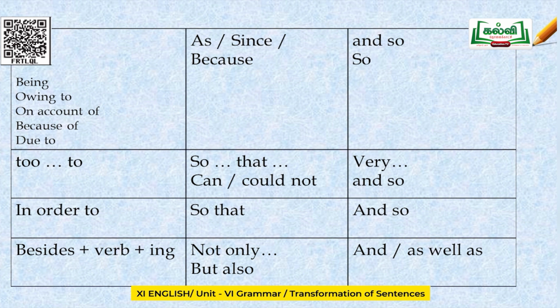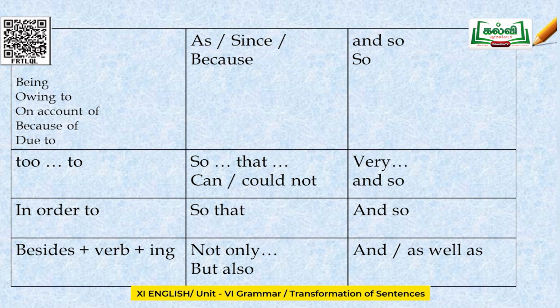And the next set is going to be as or since or because. And the related coordinating conjunction for this is and so. The phrases to be used for this set in simple sentences are owing to, being, because of, on account of, due to. The next one is for complex conjunction so that.